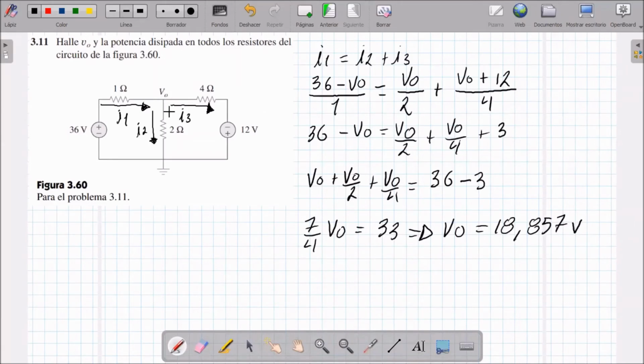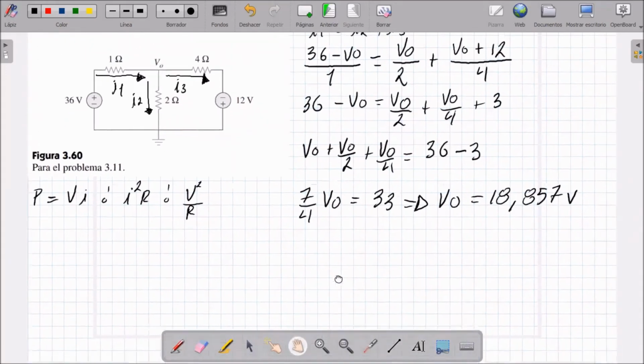Okay, I've got the voltage at this point. Now it asks me for the power dissipated in each of the resistors. Well, then we can determine power as voltage times current, or we can also determine it as current squared times resistance, or voltage squared over resistance. Now, since I have voltages, this equation is easier for me. One uses the one that is easiest, the one that avoids one more step.